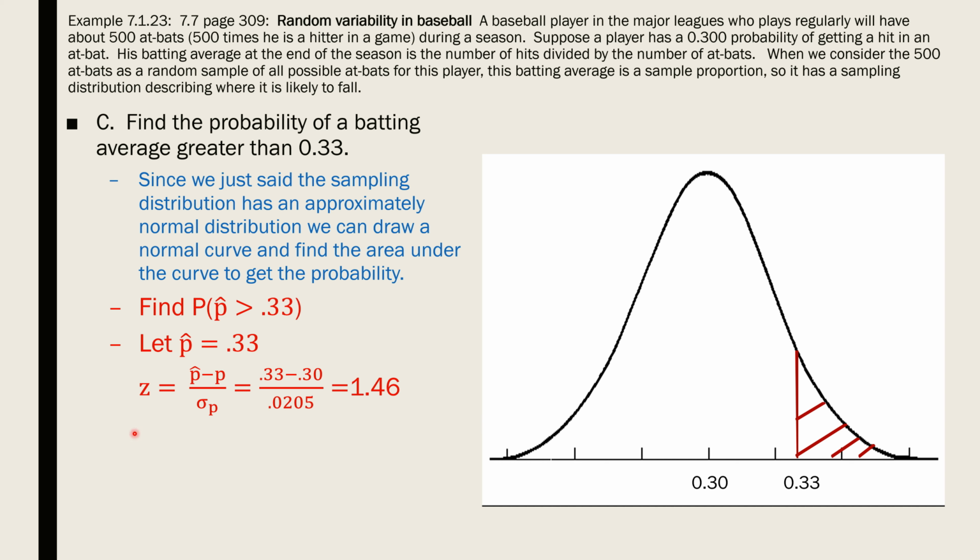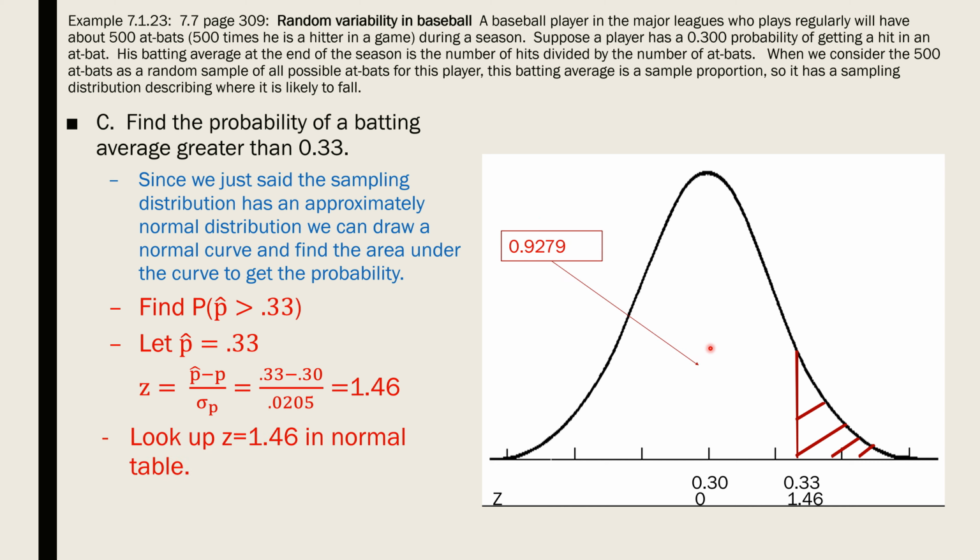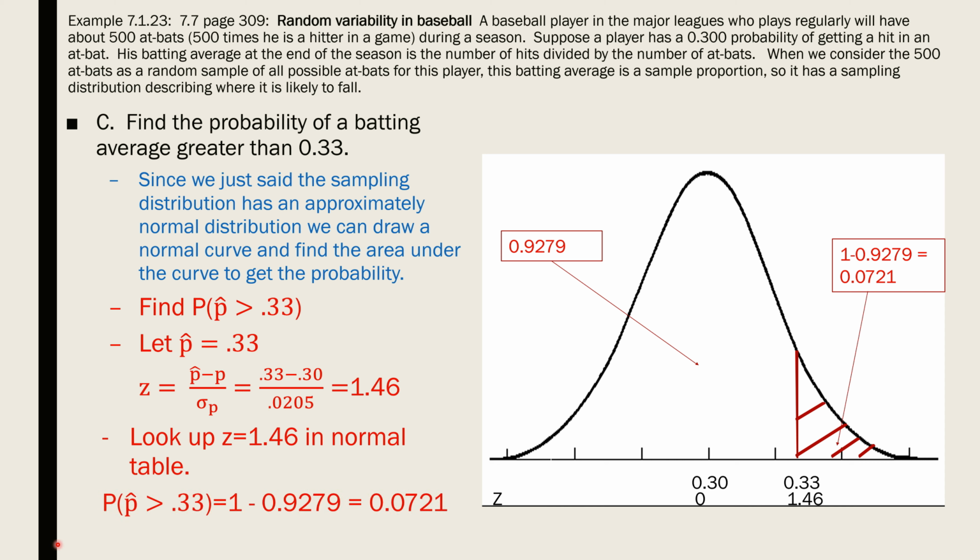So we need to calculate the z-score using this formula here. And we can use the normal table to find the area of this transparent area. From the normal table, we know that the area of the transparent area is 0.9279. So we can use 1 minus this number to get the shaded area. It means the probability that p-hat is larger than 0.33 equals 0.0721.